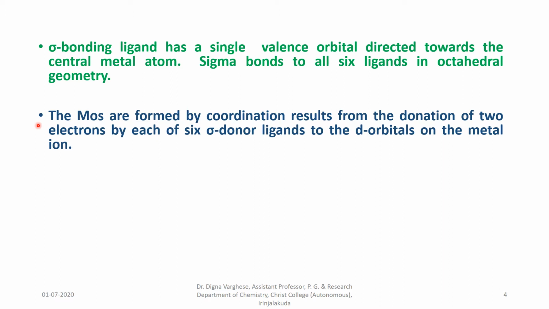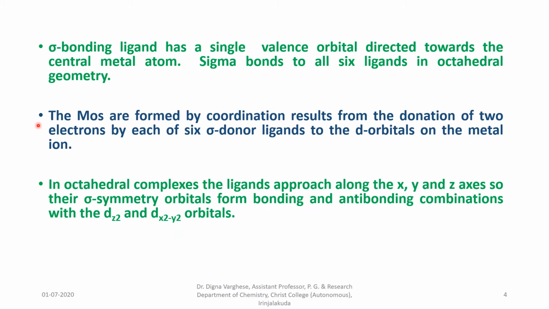In the case of the metal ion, there are valence orbitals like the Eg orbitals that can form sigma bonds with the ligand orbitals. Each ligand can donate 2 electrons to the metal. In octahedral complexes, the ligands approach along the x, y and z axis. So there is sigma symmetry.